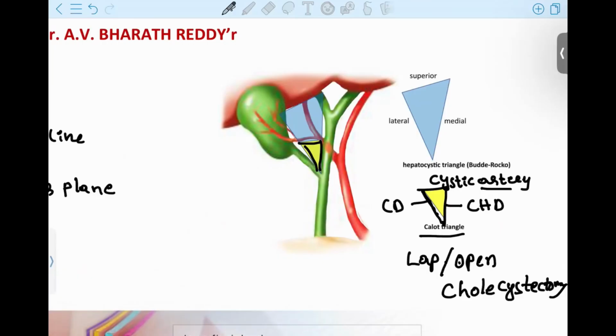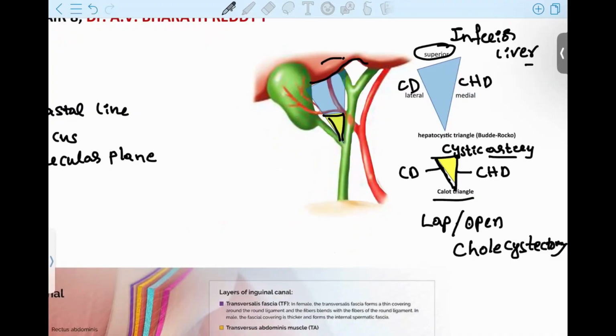And what is the hepatocystic triangle? In the hepatocystic triangle, all the borders are the same: the common hepatic duct on the medial side, the cystic duct on the lateral side. What is the superior one? The superior border is the inferior liver border. Here you can see this is the inferior border of the liver. That is the superior border. So this is the only difference between the hepatocystic and Calot's triangle.